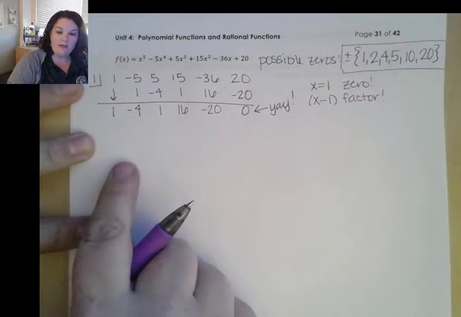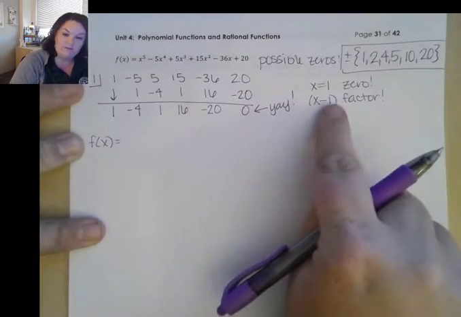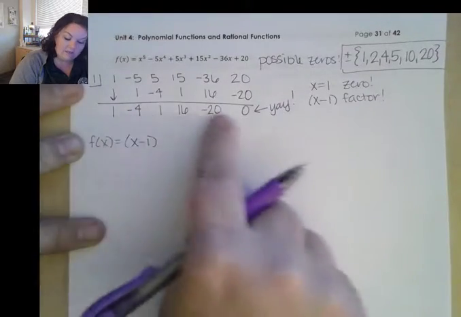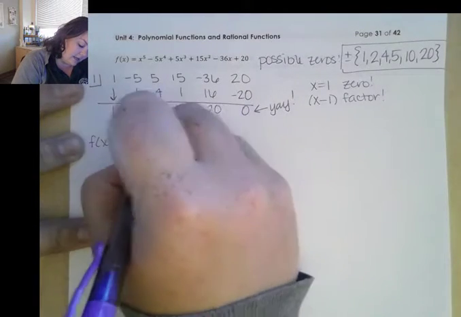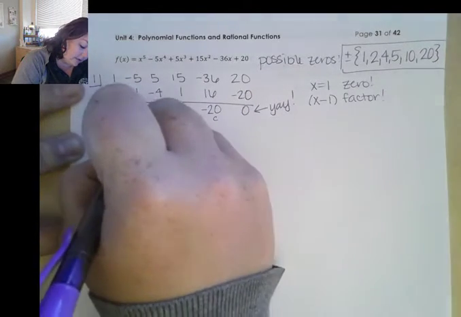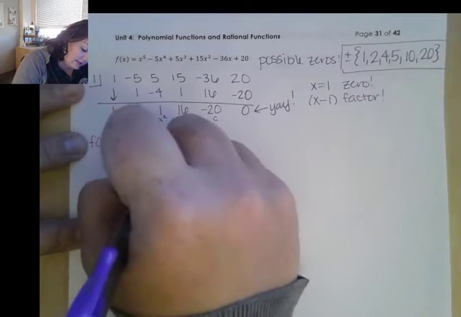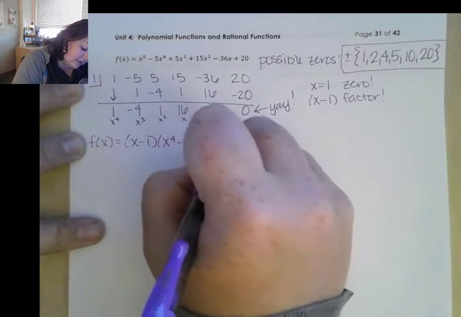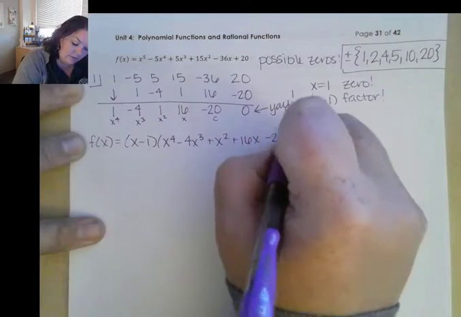Okay, so we can go ahead and break down our function a little bit. So f of x is equal to the factor we just found, which is x minus 1, times our remaining factor here, right? This is our constant, our x squared, our x cubed, our x to the 4th. So what we're left with is x to the 4th minus 4x cubed plus x squared plus 16x minus 20.